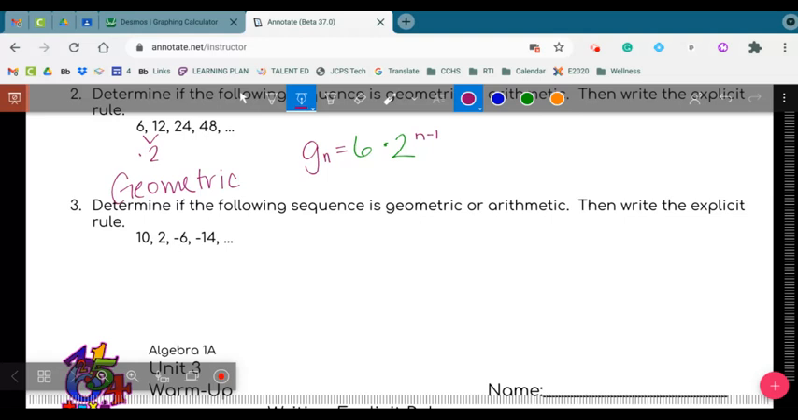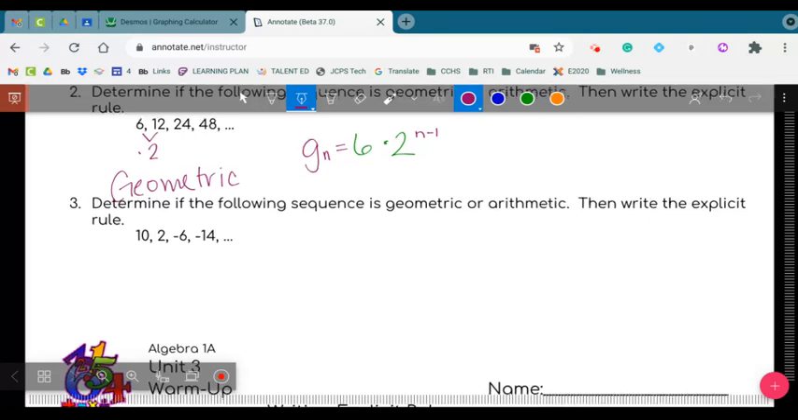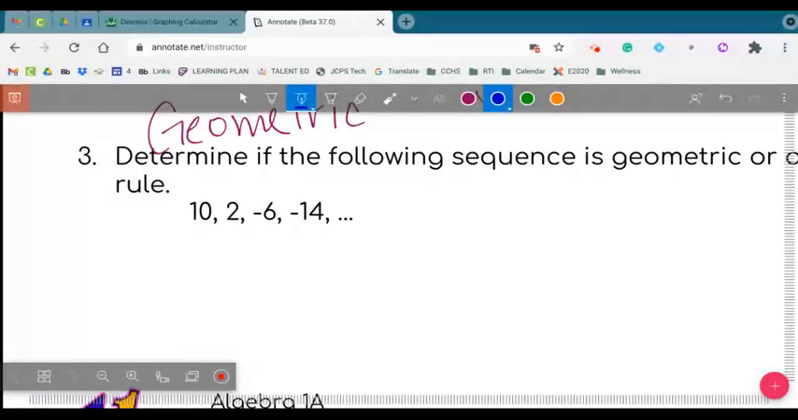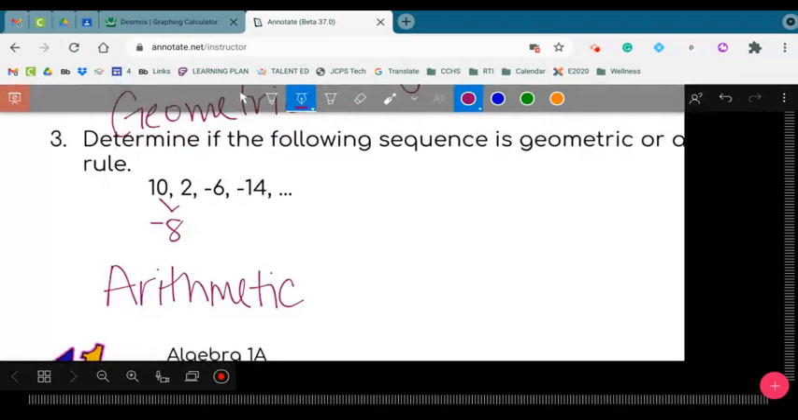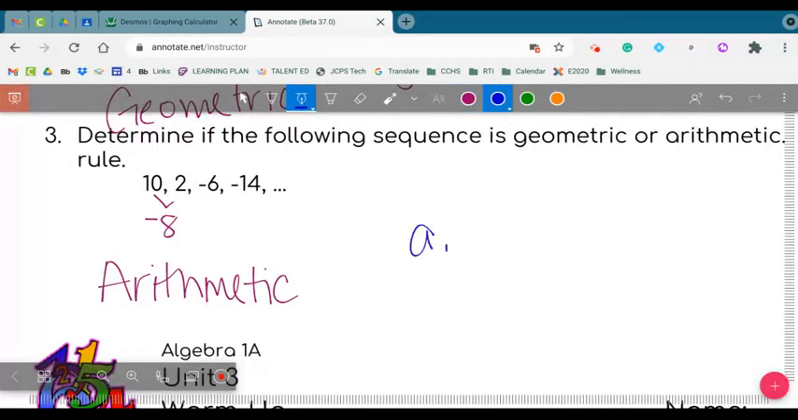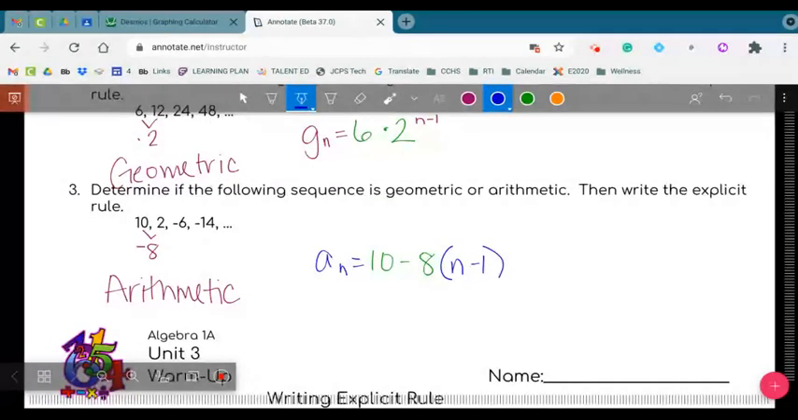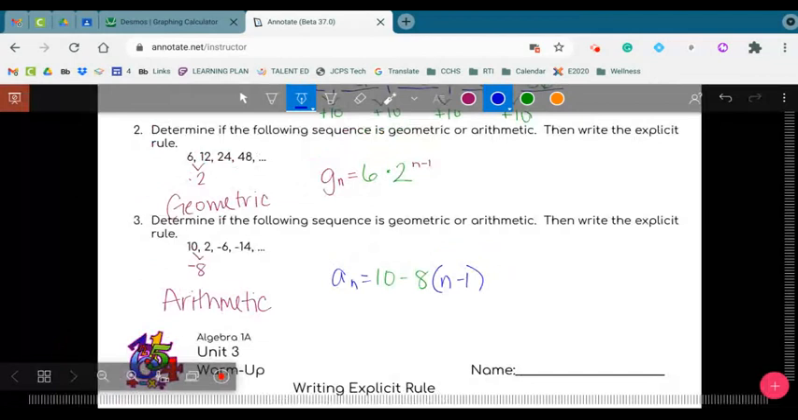Okay, next one, determine if the following is geometric or arithmetic, and then write the explicit rule. So we go from 10 to 2 to negative 6 to negative 14. We're subtracting 8. So this is arithmetic. So we're going to have a sub n equals our first term, which is 10, minus our common ratio, or common difference, and then we have our parentheses n minus 1. So the green is the only thing we changed. So that is how we write our rules.